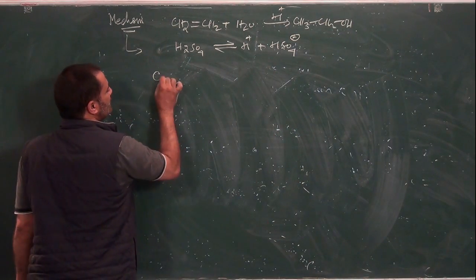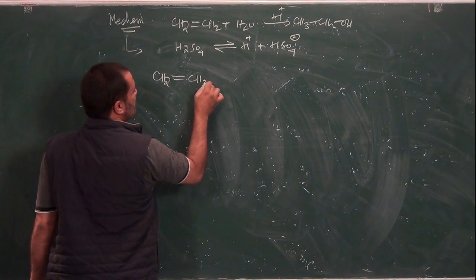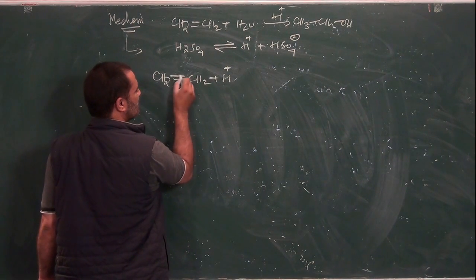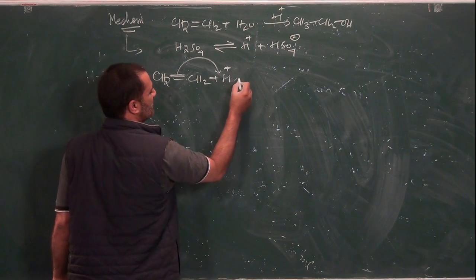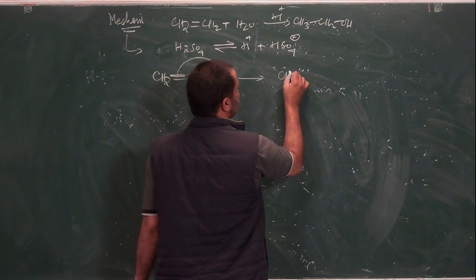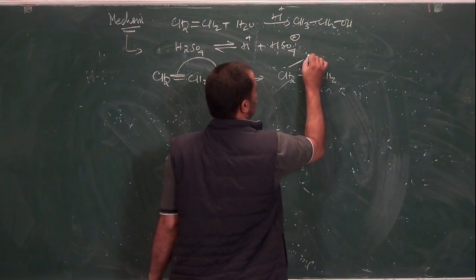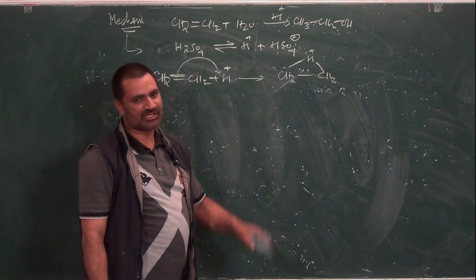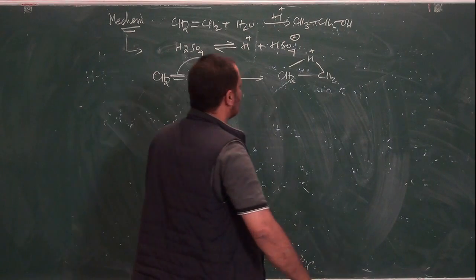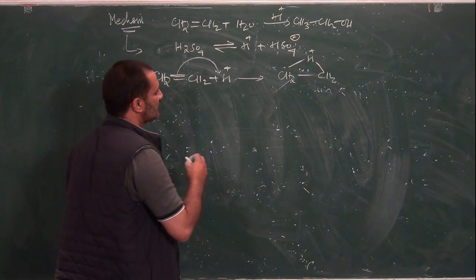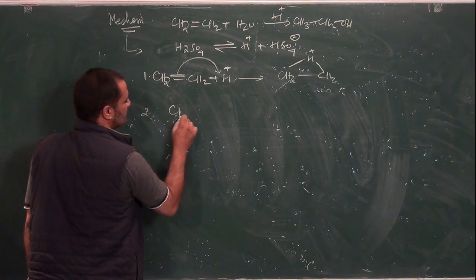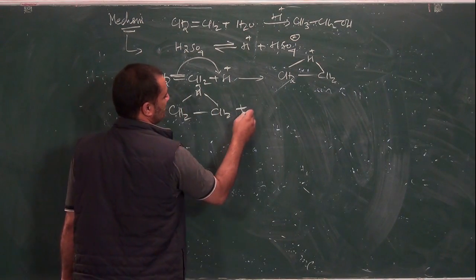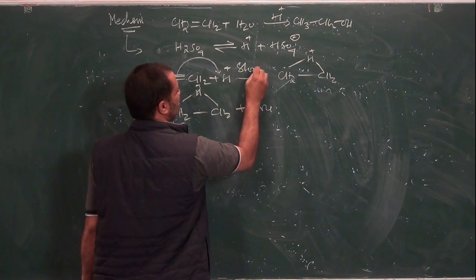Then the CH2 double bond has a weak pi electron cloud, free pi electrons, which will interact with this proton. So it forms a cyclic transition state. That means the H positive gets trapped in this electron cloud. Then there is nucleophilic attack, but this step is slow.